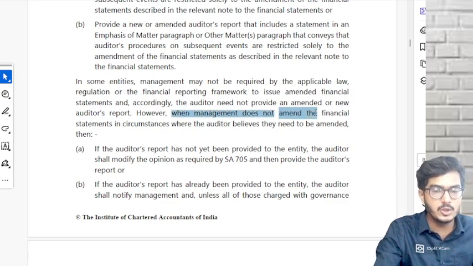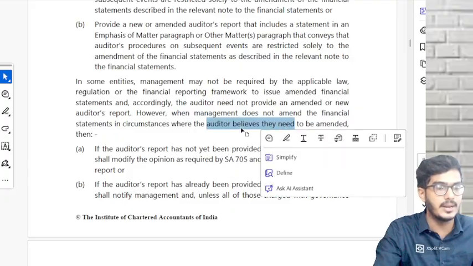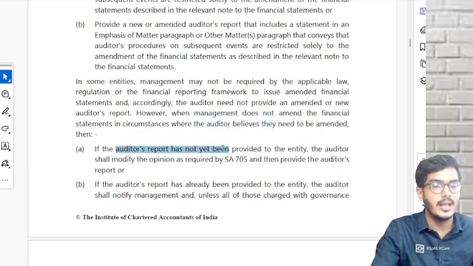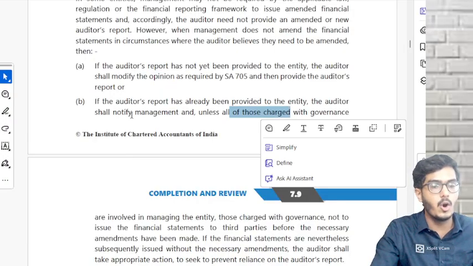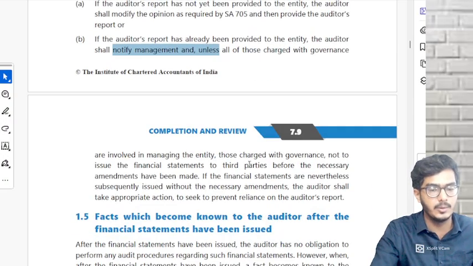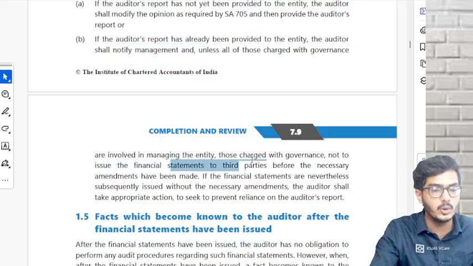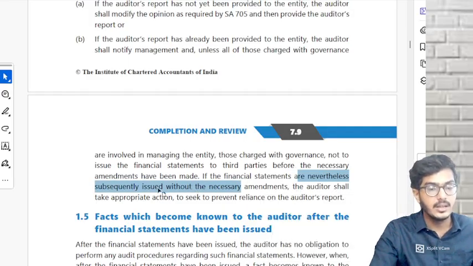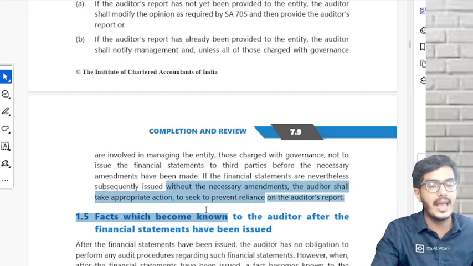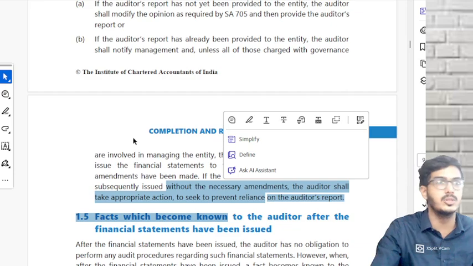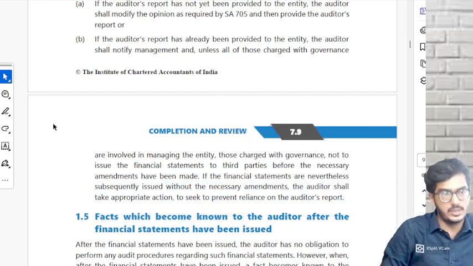So it is written that only. Where management does not amend the FS, but the auditor believes that amendment is required, in that case, if the auditor's report has not been provided to the entity, then the auditor shall modify the opinion. But if the auditor's report has already been provided to the entity, the auditor shall inform the management and TCWG not to issue the financial statements to third parties before the necessary amendments. If the FS are still issued without necessary amendments, the auditor shall take appropriate action to prevent reliance on that report. Any doubts here?